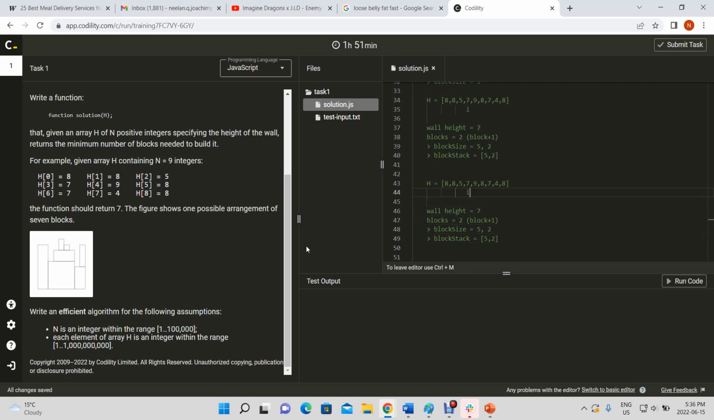And now we go to the next element, which is a 9, and the wall height becomes 7, and it becomes 9. So then we're going to have another block, and the number of blocks we counted are still staying at 2 because we haven't really removed any. And so we have 2 blocks in the stack that are of block 2. So our current block size is 2.